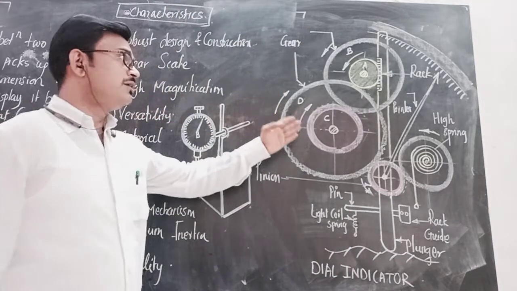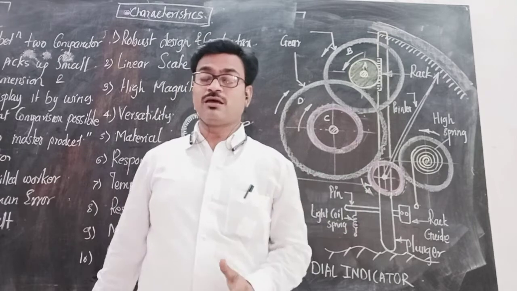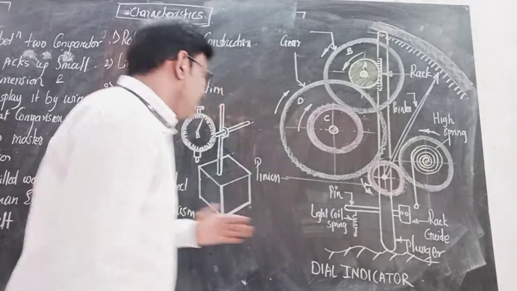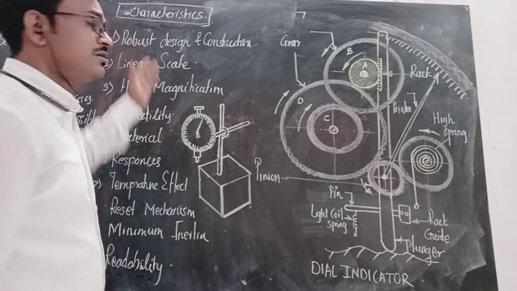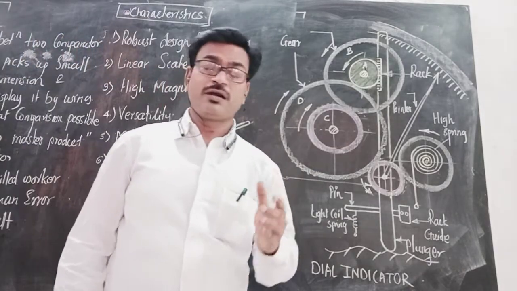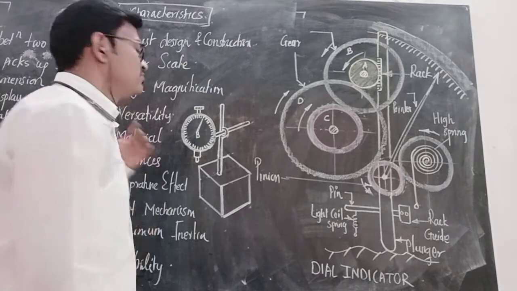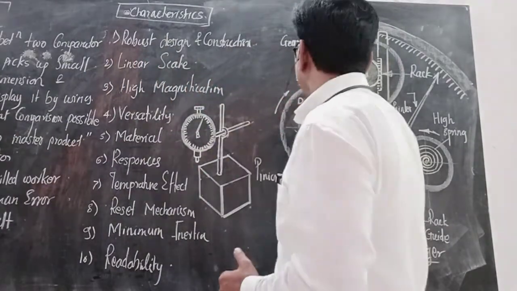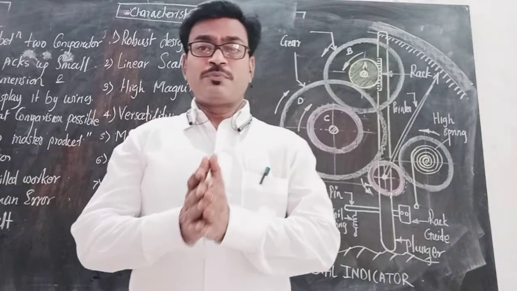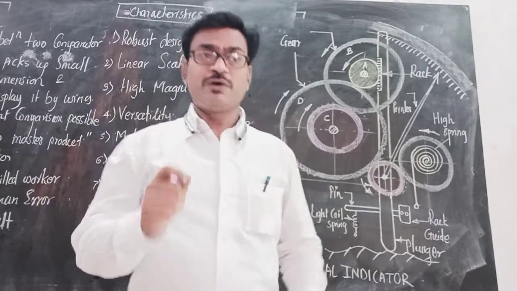Now the next part is the dial indicator as a mechanical comparator. Before that, in the last lecture we saw the comparator, what its characteristics are, and what the requirements on a comparator are. That part we already finished in the last lecture. Now, what are the different types of comparator?